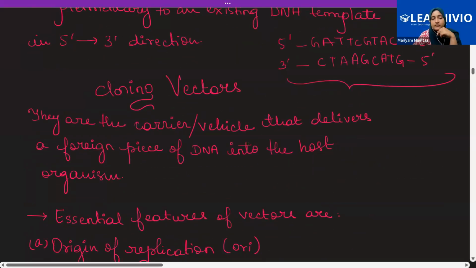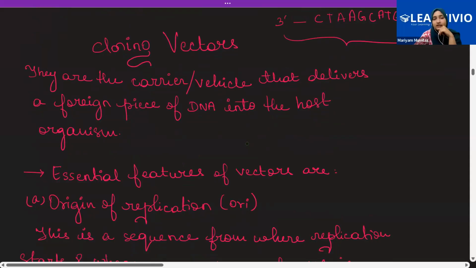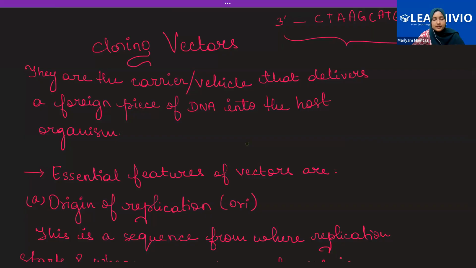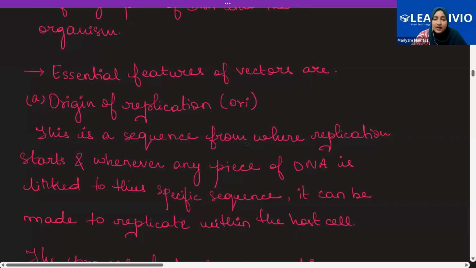Now, the next thing is the cloning vector. Like I told you, vectors are important as far as the transmission, or the carrier, of the gene of interest is concerned, right? So these are the carriers, and you use the cloning vector in order to send the gene of interest into the host organism. Furthermore, when we talk about the features that must be there in a vector, what are they?